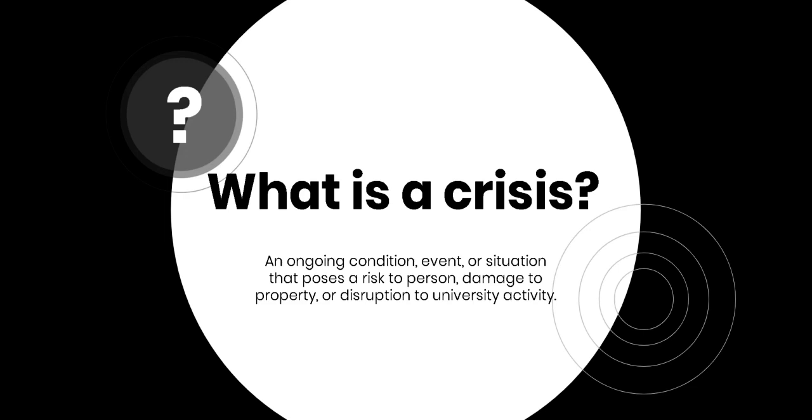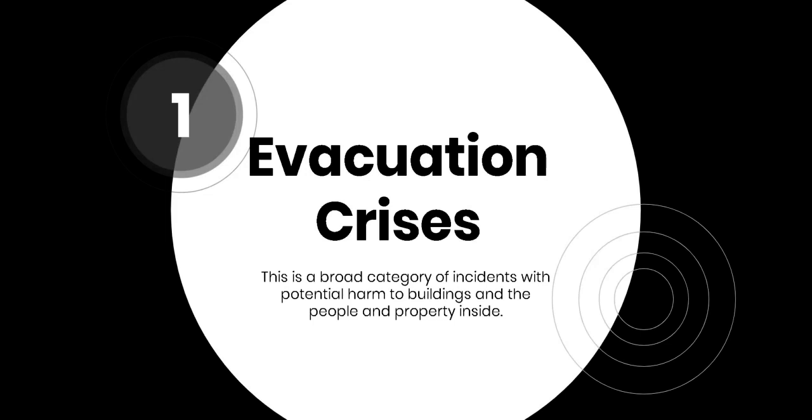that sort of thing. And those three criteria, risk to a person, damage to property, or disruption to university activity, are important to think about because you'll sometimes have people saying, oh, this is a crisis, and you can understand that, yes, it's important and it's urgent, but maybe not a crisis to where we need to be putting all hands on deck. The first category, and probably the most common that we'll talk about, is the evacuation crises.